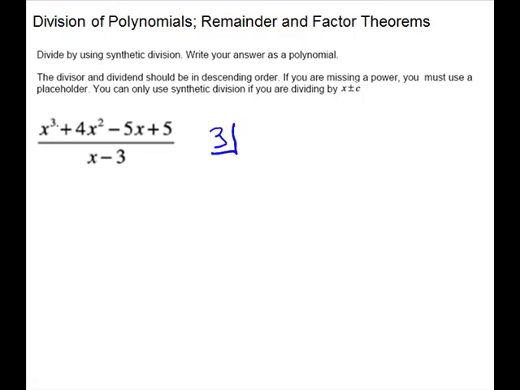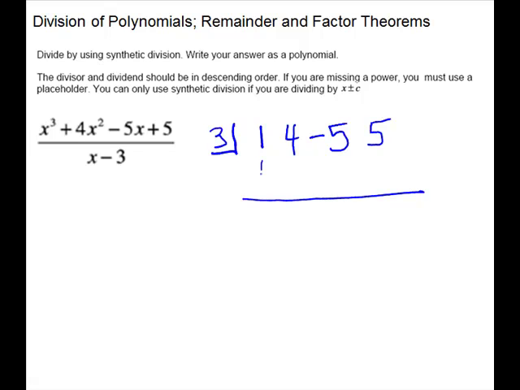You make sure that your dividend is in descending order and that it's not missing any terms. If you are missing any terms, you have to put 0 in as a placeholder. We are not missing any terms, so we're going to pull the coefficients off. So 1 for x cubed, 4 for x squared, negative 5 for x, and 5 for the constant. You're going to skip a row, draw your line.